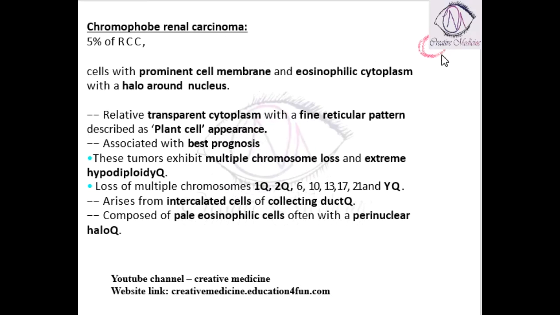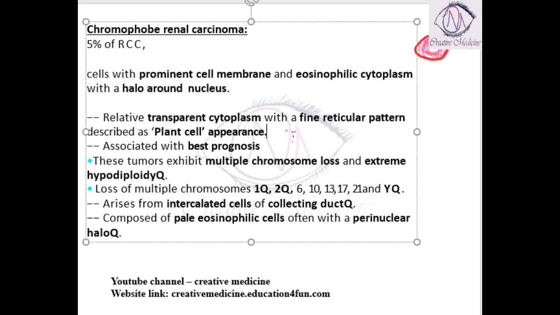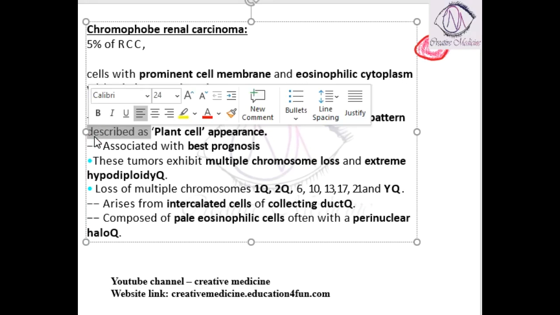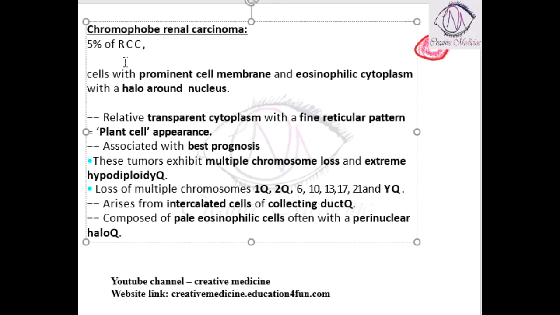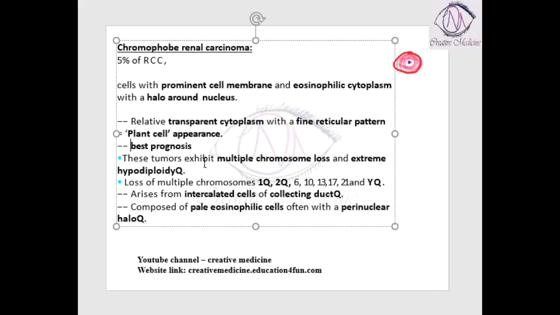So this is a prominent cell membrane with eosinophilic cytoplasm, and there is a nucleus, and around the nucleus a halo is seen. So it is something like this: cells with a prominent cell membrane, surrounded by relatively transparent cytoplasm, which will be seen with a reticulate pattern also. Because of this transparent cytoplasm and reticulate pattern, we have a plant cell appearance, and this is the nucleus. Surrounding the nucleus, a hollow is also seen. So this is about the chromophobe type of renal cell carcinoma.